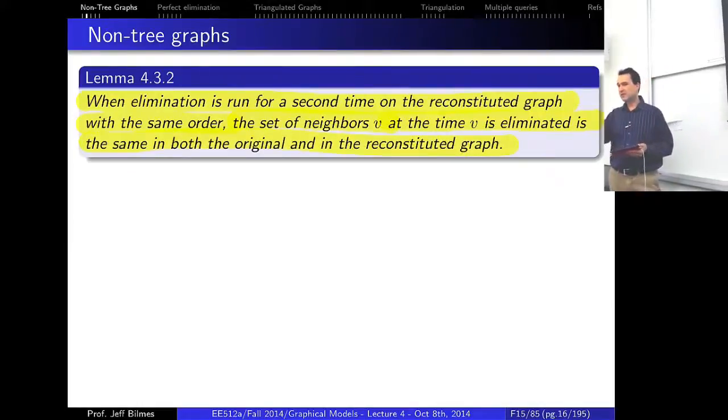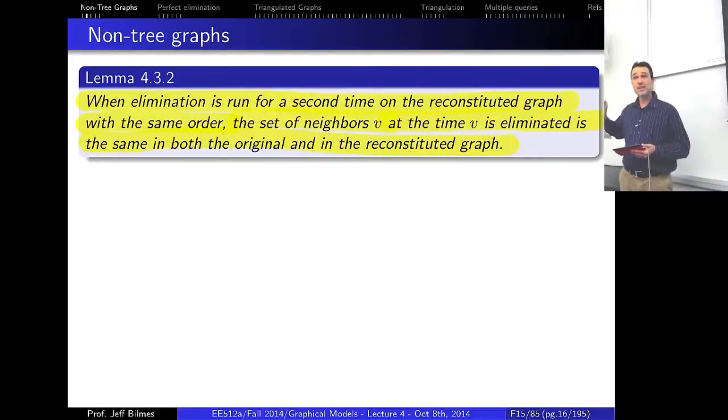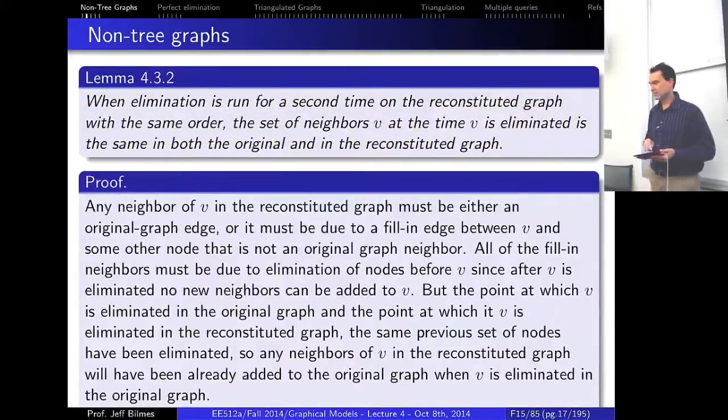Okay, so that basically means that when you eliminate a vertex, you look at the original graph. You start eliminating vertices and you get to some vertex, and you eliminate that vertex and you look at its neighbors. And then you look at the reconstituted graph and you run the same order. You eliminate all of the vertices and you get to that one vertex that you're talking about. The set of neighbors of that vertex in the reconstituted graph and in the original graph are identical. So that is something that needs proof.